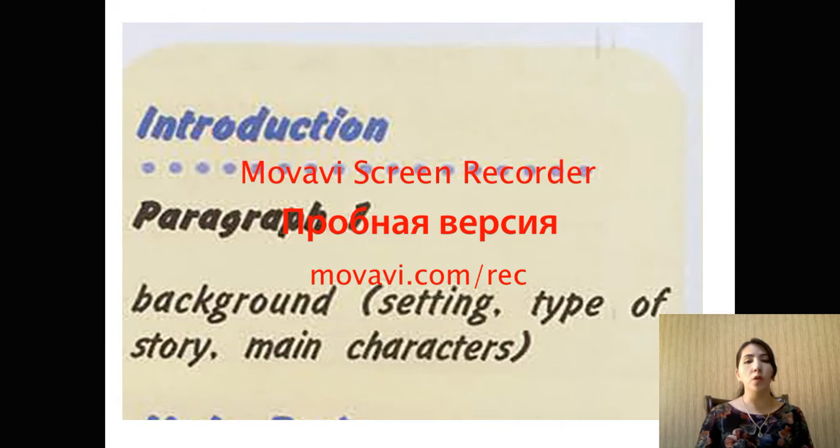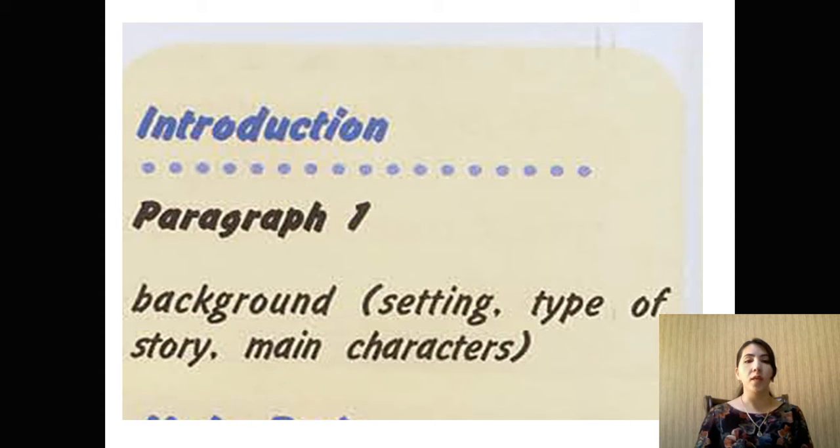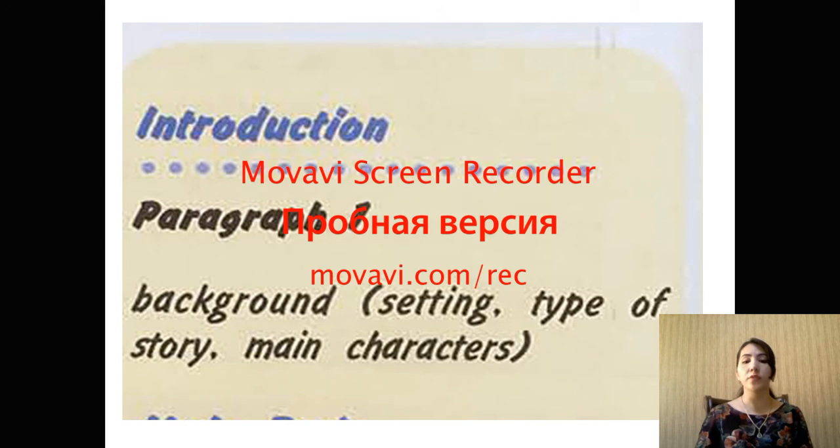Now, let's move on to the structure of the film review. Look at the introduction part. In introduction, you can write a paragraph in which you describe background, for example, the setting of the film, type of the story, and the main characters.